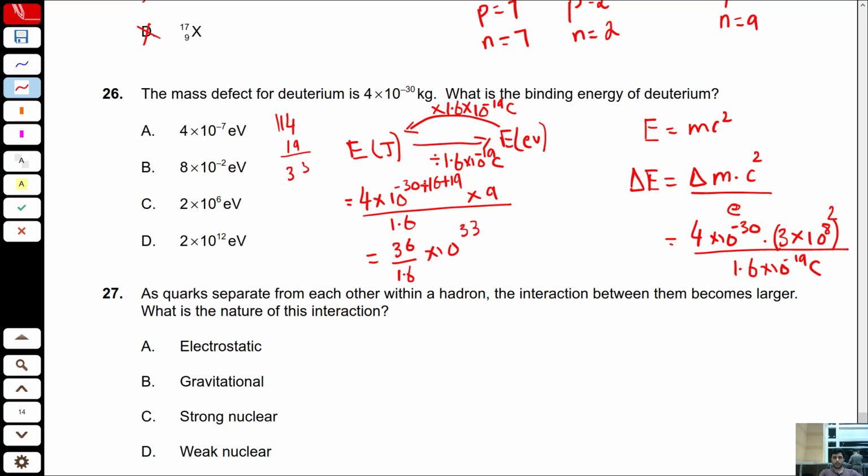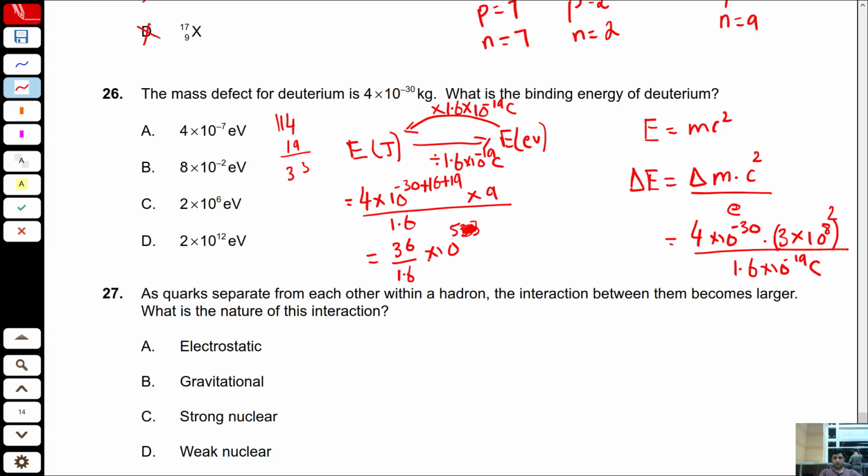Negative 13 plus 16 plus 9 is actually 5. Yeah, just do simple mathematics. Negative 13 plus 16 is 3. Negative 14 plus 19 is 5.